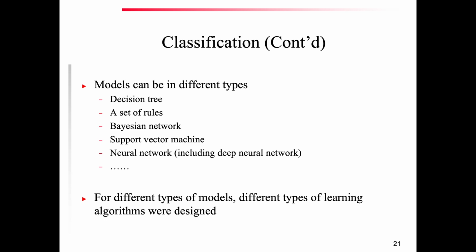So classification models, we have different classification models like decision trees. We can have set of rules, Bayesian, support vector, neural networks, and we will have a session on neural networks as well. And for different types of model, different types of learning algorithms are designed.